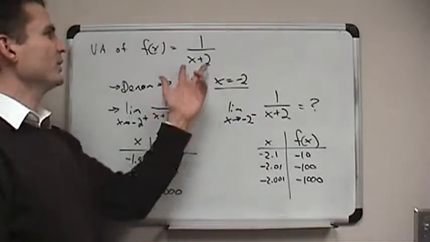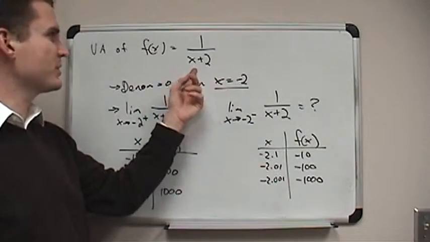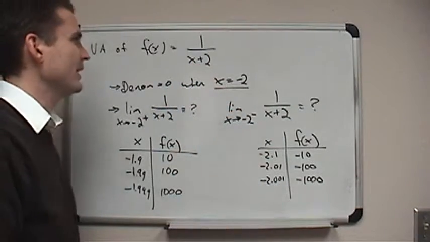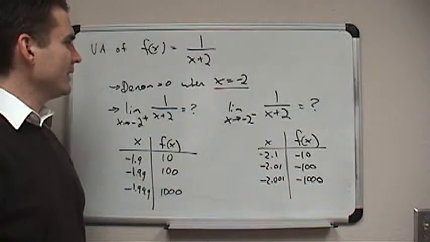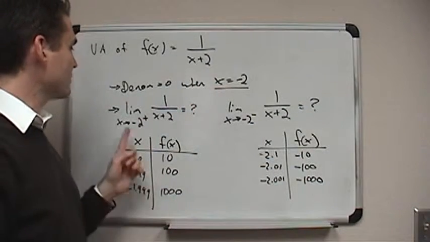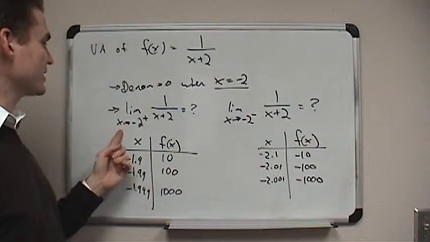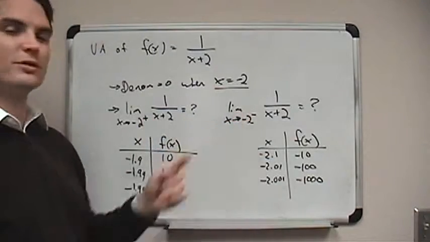So if you look at this function, it's very simple, 1 over x plus 2. The denominator can only be 0 if x is negative 2. So the question is, is that a vertical asymptote? Well, to answer that, we need to look at two limits. We need to see what the function approaches when x approaches negative 2 from the right, and when x approaches negative 2 from the left.